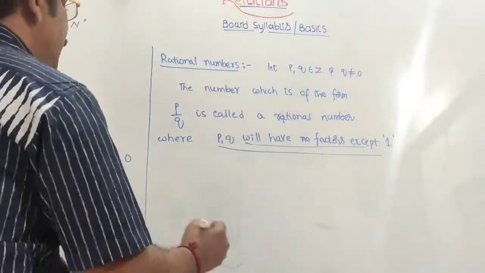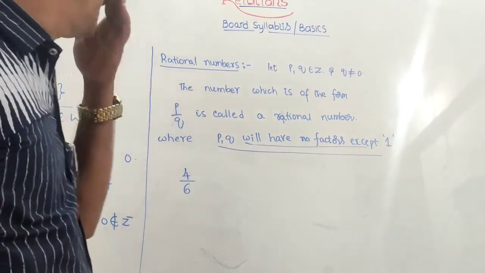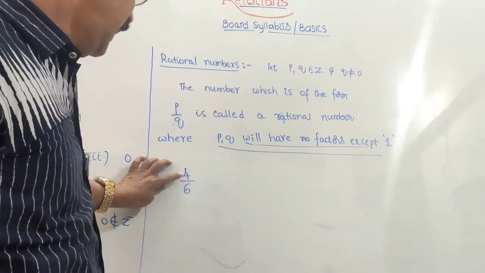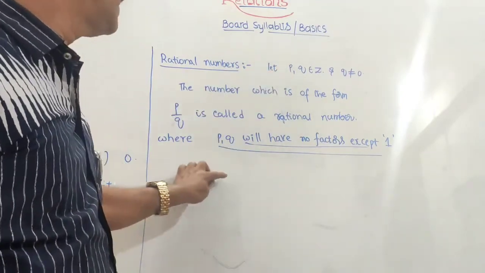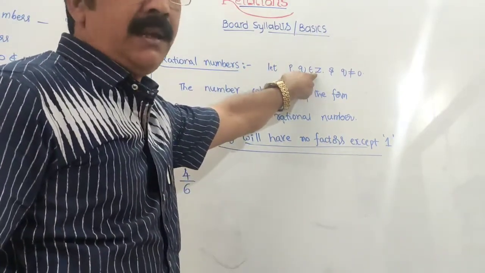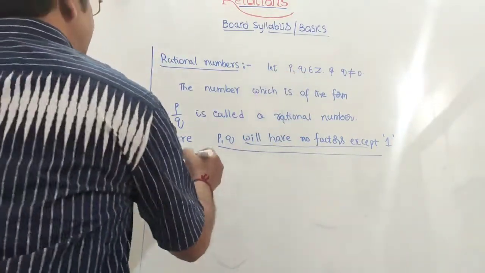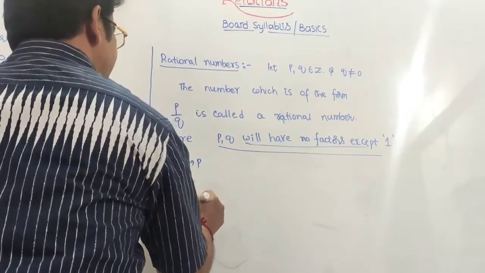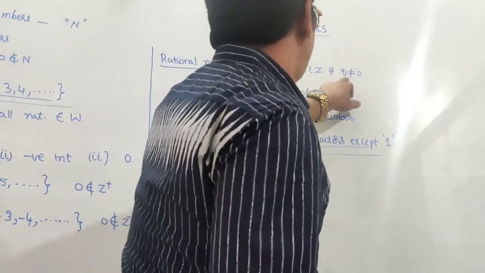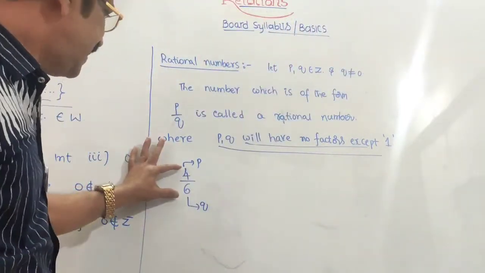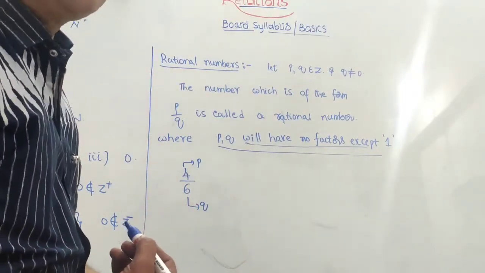Here, let us take 4 by 6. You can ask me, sir, P is equal to 4, Q is equal to 6. Okay, P comma Q, 4 comma 6, belong to Z. This condition is also satisfied. Next, numerator is P, denominator is Q. Q is equal to 6. Of course, it is not equal to 0. And this number is of the form P by Q. Hence, it is a rational number. You can say like that.